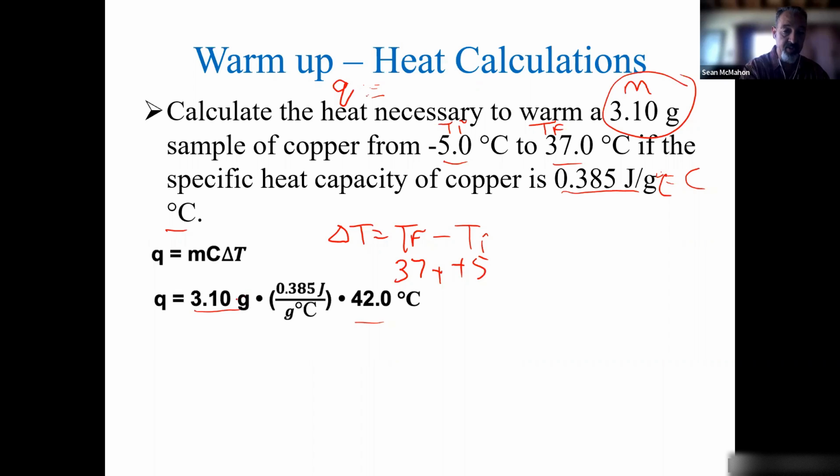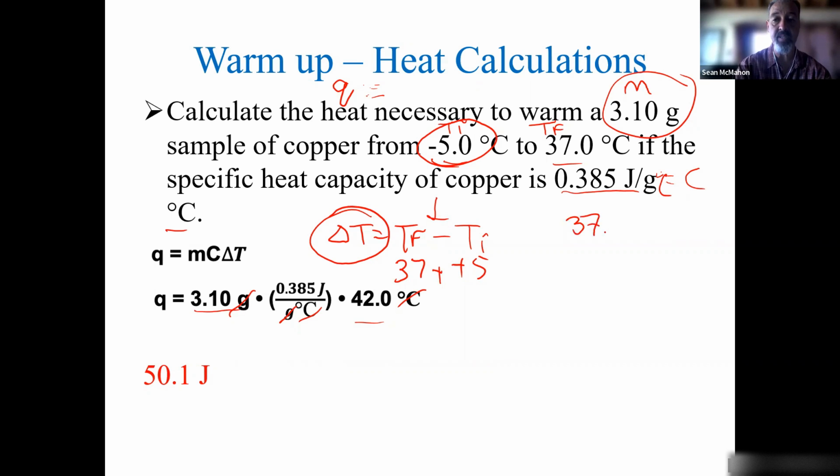Then I also see in the formula the grams cancel and the degrees Celsius cancel, because I want to make sure the units cancel, just like with a conversion factor. I get the answer of 50.1 joules. The reason there are 3 sig figs is that a lot of times students get confused because they see the 5 and think, hey, that's only 2 sig figs. But remember, with ΔT, because it's a subtraction, we follow a different rule.